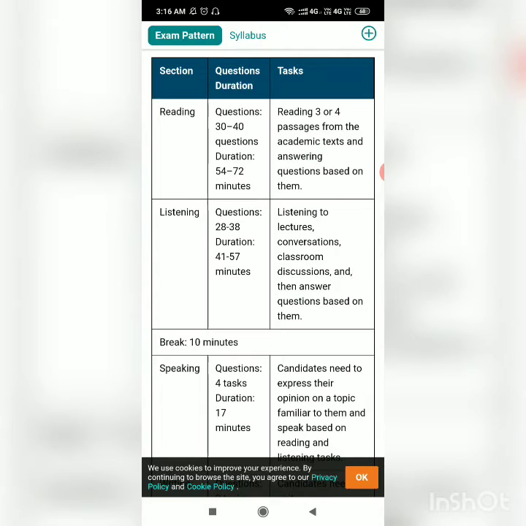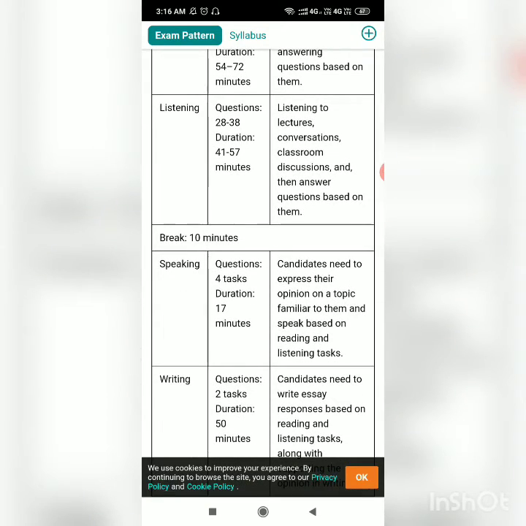Mostly there will be lectures of a professor, or a conversation between two students or between two persons, or there can be a classroom discussion also. So the next section, after listening, you will get a break of 10 minutes. After 10 minutes there is an exam called speaking exam. In this there are 4 tasks. So in this you have to speak about a topic.